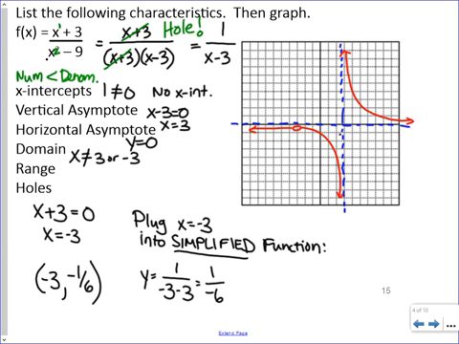And then when we do range, we'll say y's cannot be. We can include the negative 1/6 because if it's not at that hole, we don't have it. So y's cannot be negative 1/6 or our horizontal asymptote, which is 0. So now you have to add the values of the hole into your restrictions for domain and range.